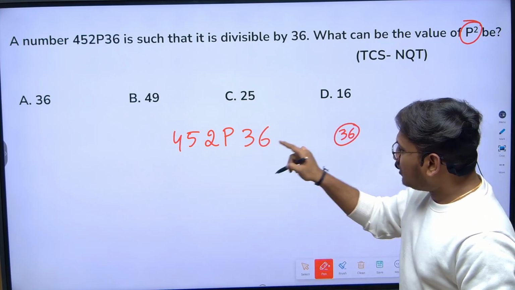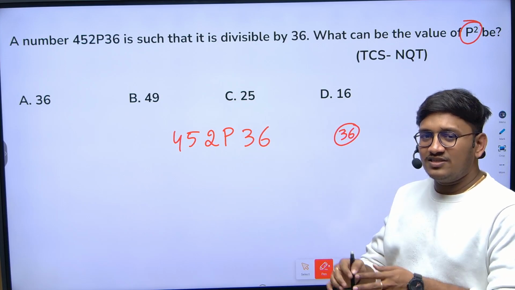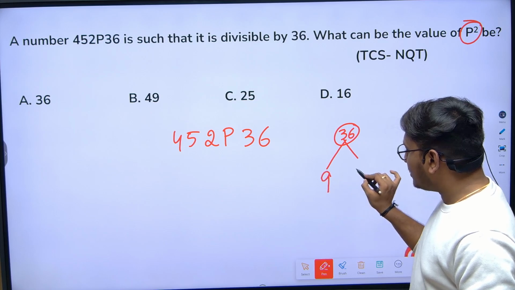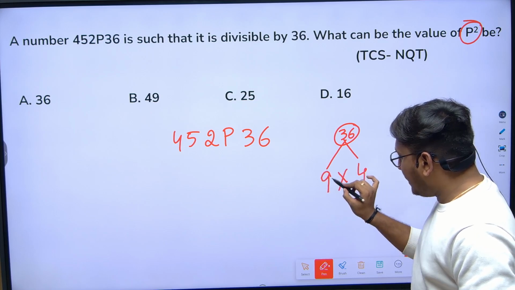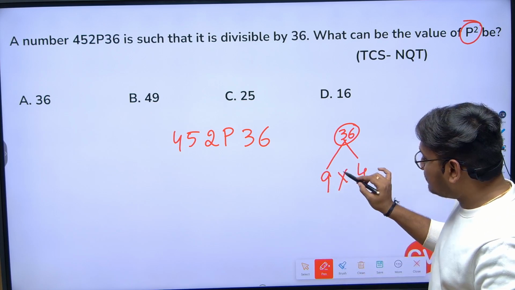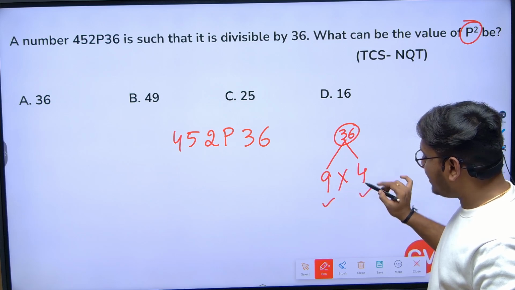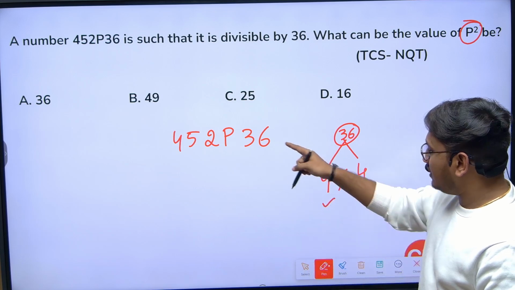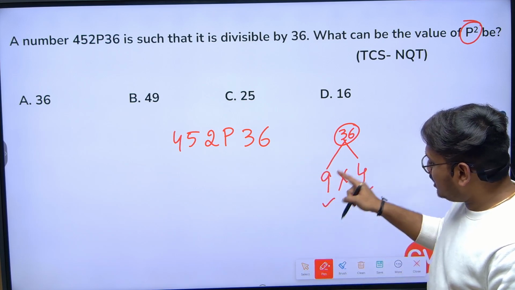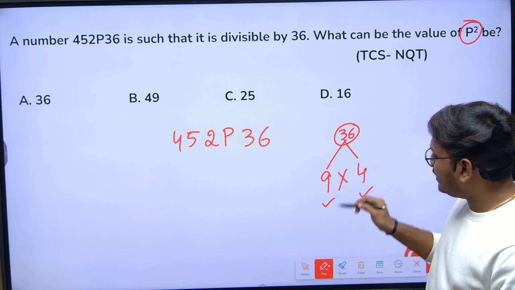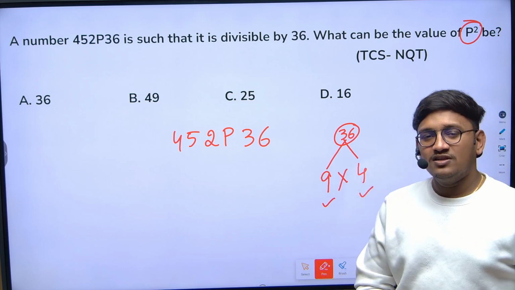To check whether any number is divisible by 36 or not, make sure that the number is divisible by 9 and 4. If that number is divisible by 9 as well as 4, then surely that number is divisible by 36. These two conditions should be satisfied. If it is divisible by 9 and divisible by 4, then definitely that number will be divisible by 36.